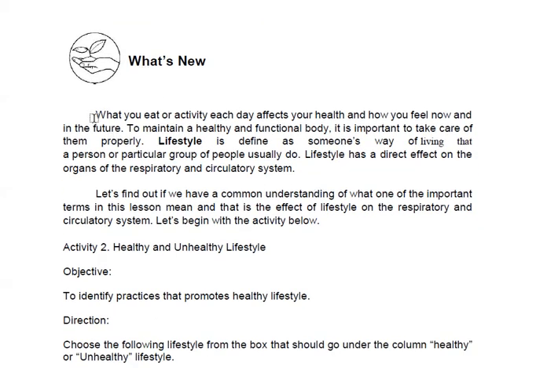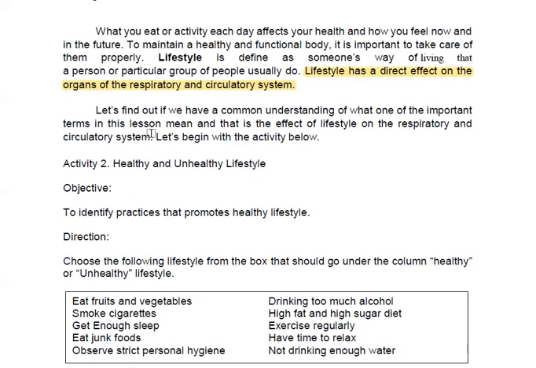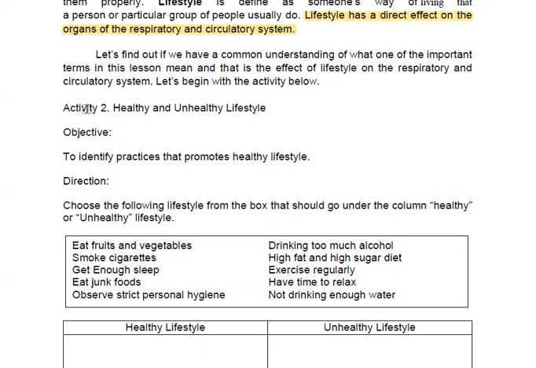Under What's New, it says that what you eat or the activities that you do each day affect your health and how you feel now and in the future. Lifestyle is defined as someone's way of living, what a person or a particular group of people usually do. Your lifestyle has a direct effect on the organs of your respiratory and circulatory system. After reading about this, you have to answer Activity number 2. In your answer sheet on yellow pad, write Activity number 2, Healthy and Unhealthy Lifestyle.